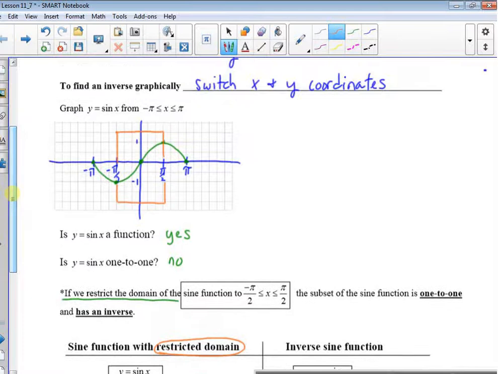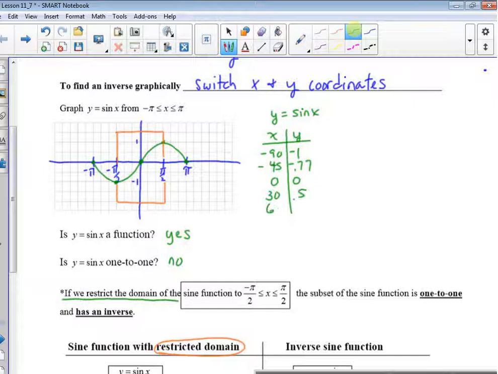So what I'm going to do for that is take some points. So I'm going to take the graph of y equals sine x. At negative 90, we should be at negative 1. You can see that from the graph. I'm going to just plop in there negative 45. That's at negative 0.77. You should be able to see that. 0, 0. Then I'm going to do 30. We are at 0.5, 60, 0.866, and 90 back to 1.